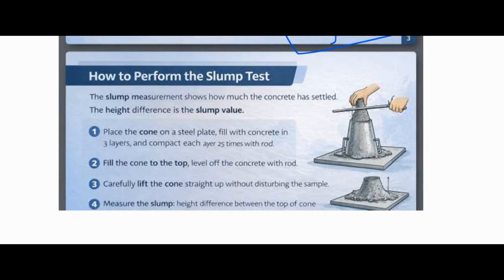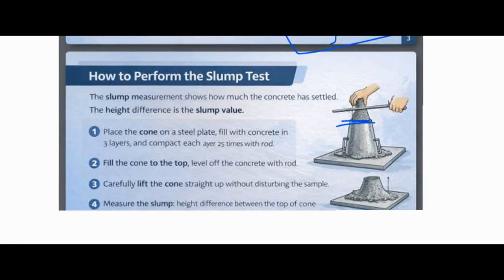Step 3 is to level the surface. We want to level the top surface of the slump test using the rod with a rolling action. Clean the extra concrete around the base of the cone.